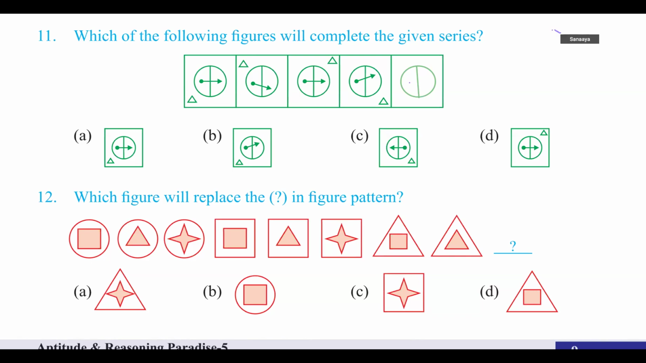So we can see that there is a circle that has been drawn. Then inside the circle, what do we have? We have this kind of a shape, a line with a dot on one side and an arrow on the other side. And we can say that this particular figure is moving in a particular direction, right?